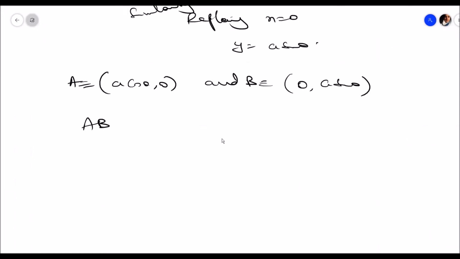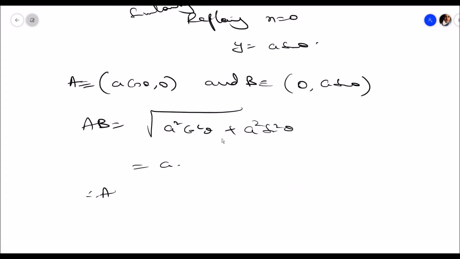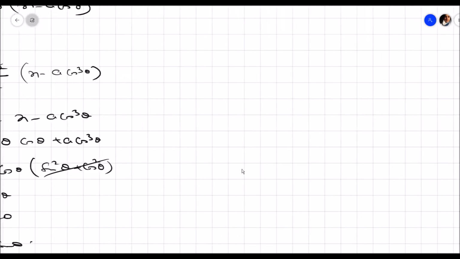I need to find the length of AB, which is nothing but root over A cos theta minus 0 whole square, that's A square cos square theta, plus 0 minus A sine theta whole square, that's A square sine square theta, which is simply equal to A. Therefore, AB is a constant. Fine. Let's move on to the next problem.